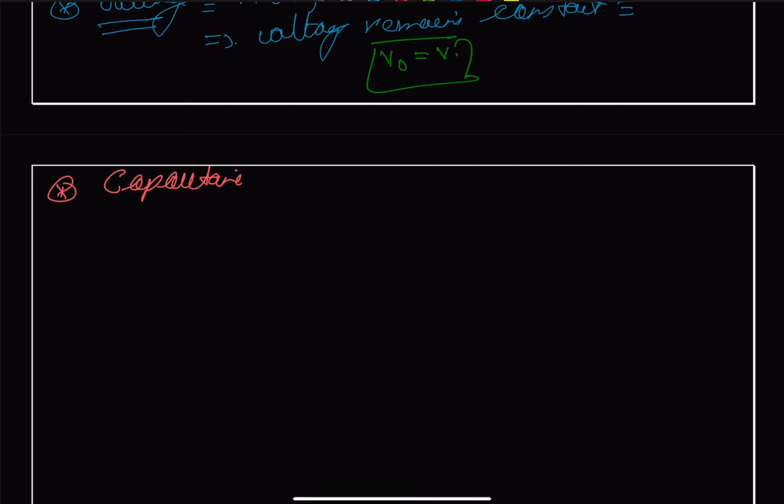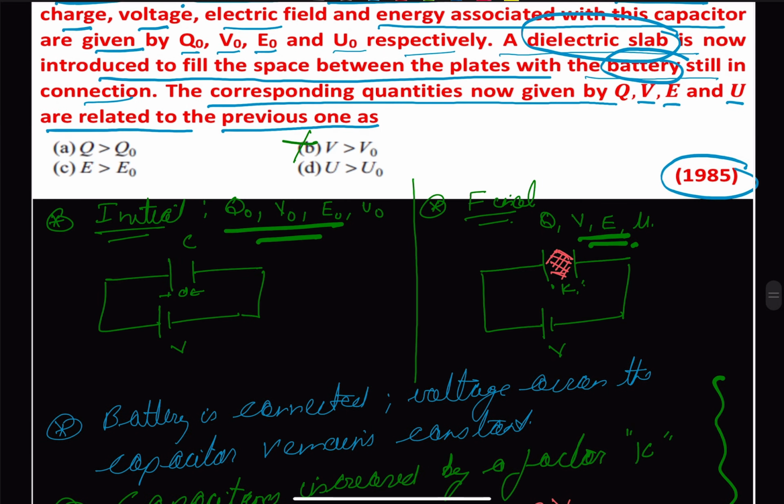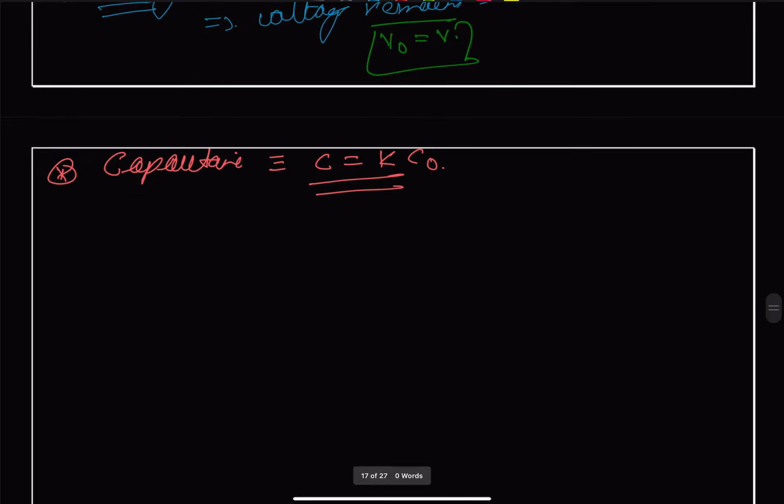Capacitance, like we said, is going to increase, that is with C equal to K times C naught. And there is no option for capacitance, but we will keep in mind it will be helping us later on also.